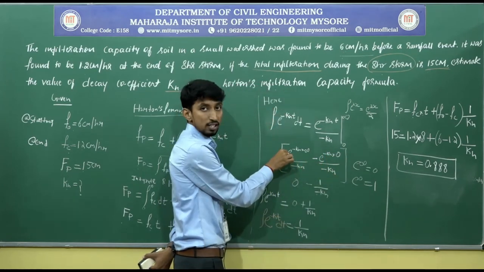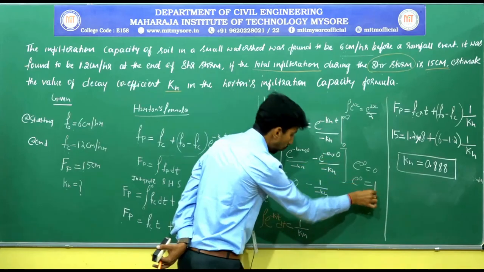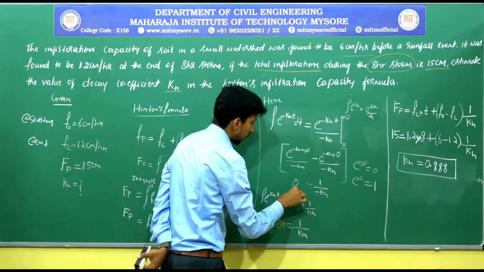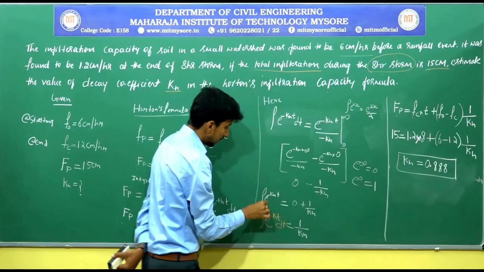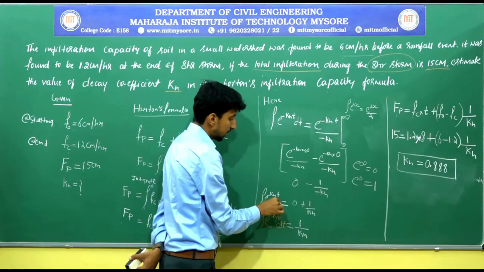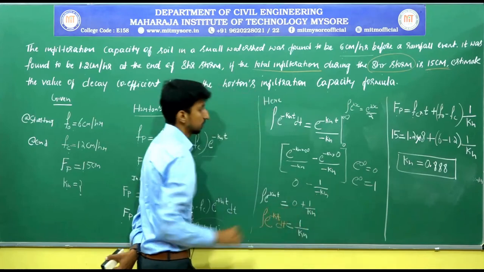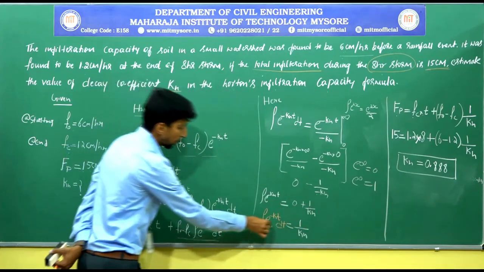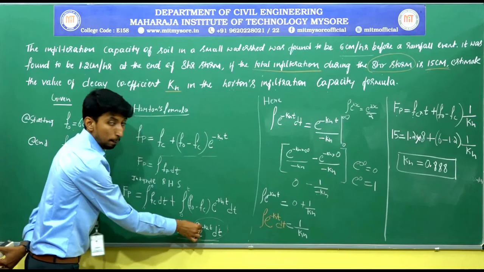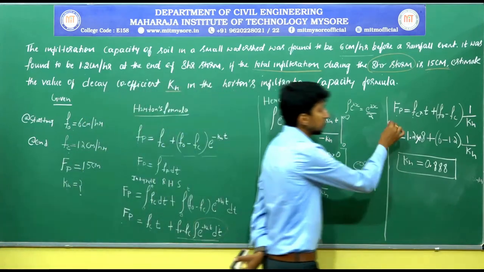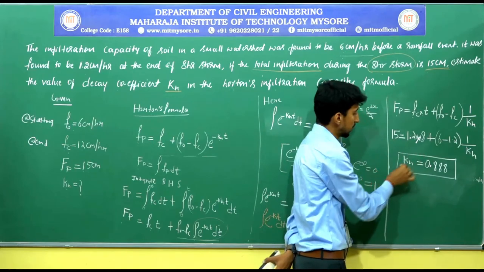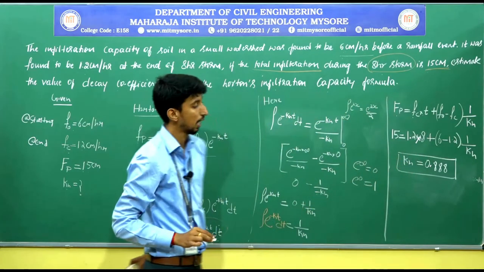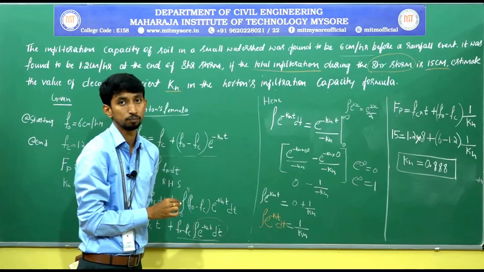Here e power infinity is 0, e power 0 is 1. If we substitute these values, minus minus will get cancelled and it will become plus. Integration of e power minus kt will become 1 by k. By substituting e power minus kt dt as 1 by k, we will get this final equation. For this final equation, if we substitute the given values, we will get the decay coefficient as 0.888.